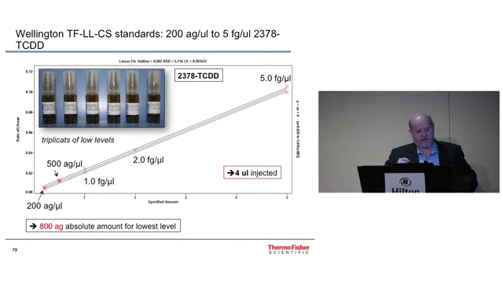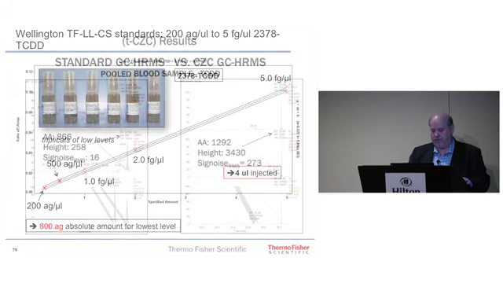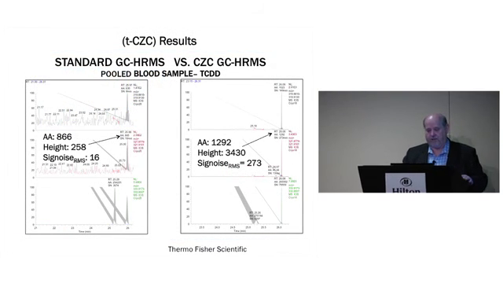This just shows you a standard curve for 2378 TCDD. This is the area that we're really concentrating on down here. This is 800 attograms absolute on column down to this point right here, but it's still a fairly good standard curve. So the concept is that it does work. We just have a lot of work to do yet to make it viable.